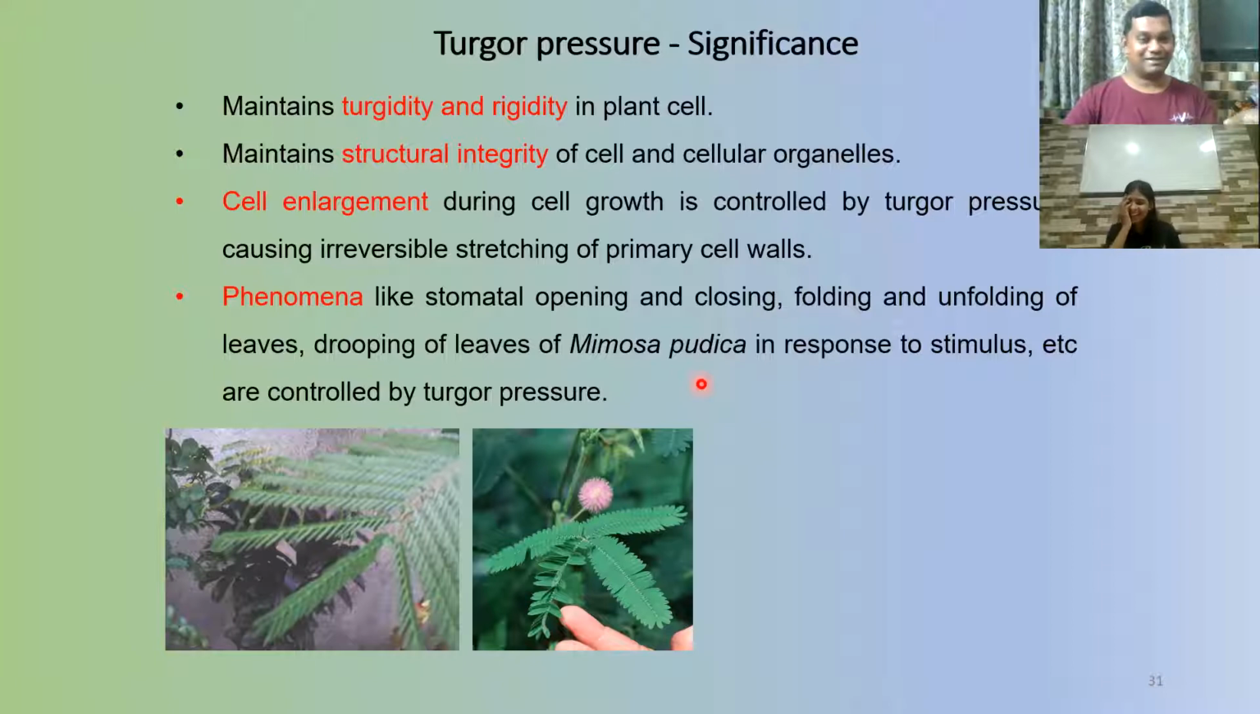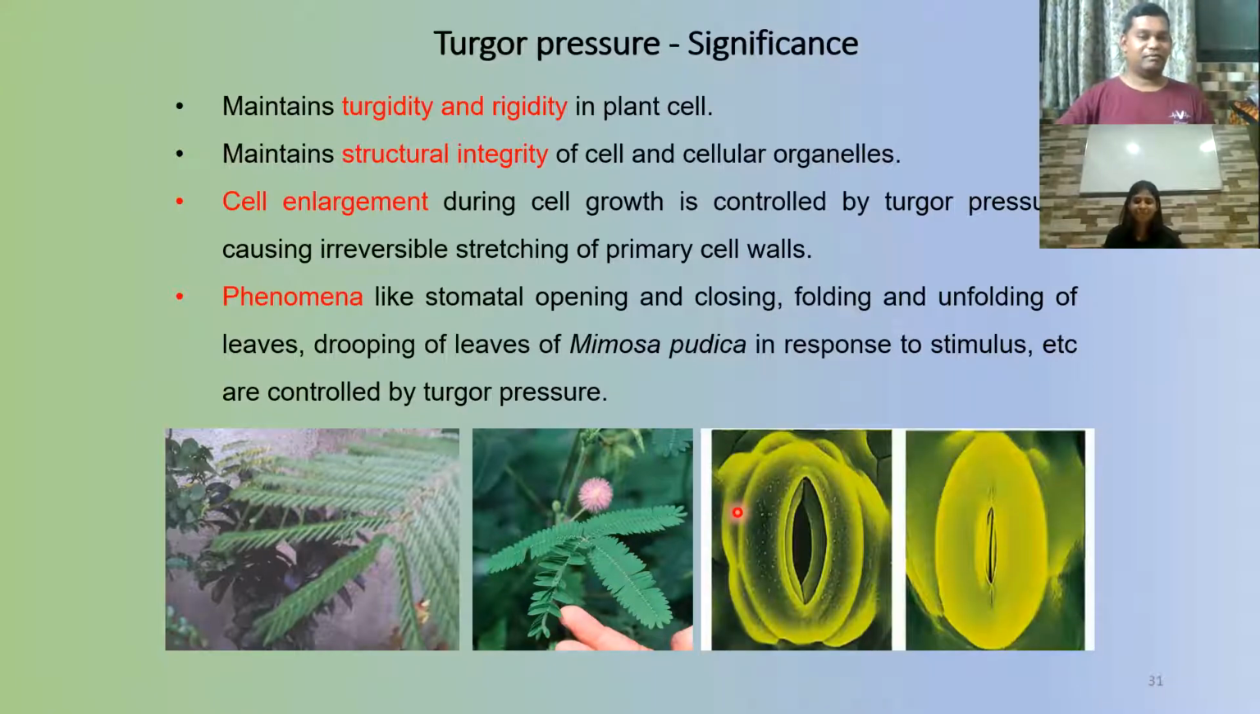When you touch it, it closes, as you can see. But actually, we know very well that it is not shyness for plants. It is only about difference in the turgor pressure, the responsive stimulus of touch. All these are examples where you can see stomatal opening and closing, all examples of processes in plants where turgor pressure is helpful. Understood the importance of turgor pressure properly?